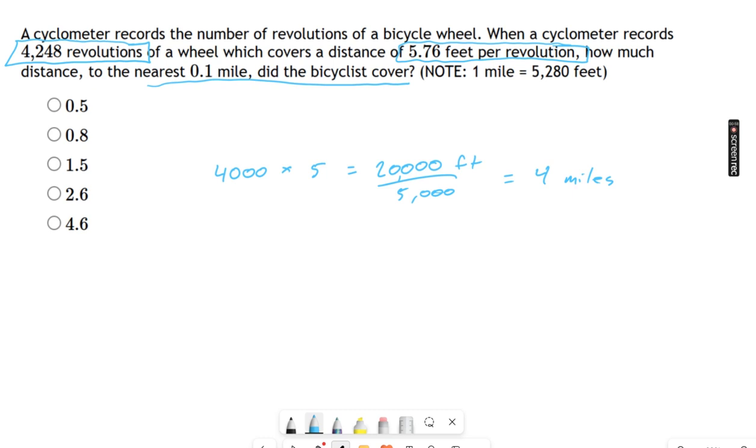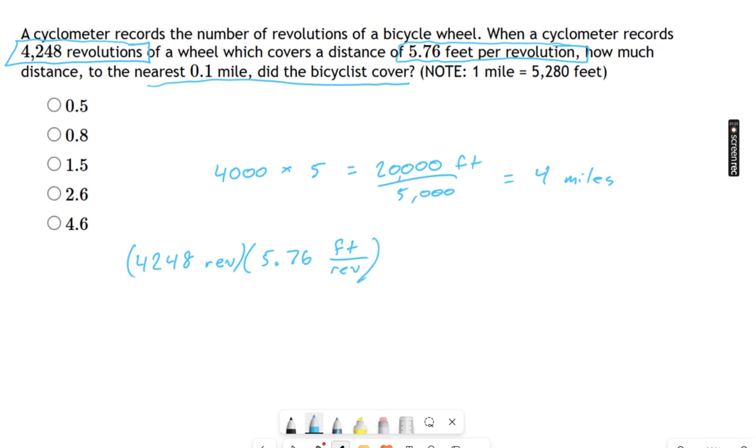And if you want to see how this works a little more precisely, a little closer to the actual details of the problem, just try it with the numbers that we have here. And this I could not do in my head. I would need a calculator for this. So if I take 4,248 revolutions and I multiply that by 5.76 feet per revolution, what's going to happen here is kind of neat.